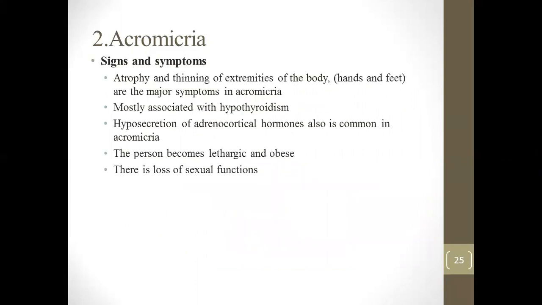So, atrophy and thinning of the extremities of the body is mostly associated with hypothyroidism. Hyposecretion of adrenocorticotropic hormone also is common in acromicria, and the person becomes lethargic and obese. There is loss of sexual function.